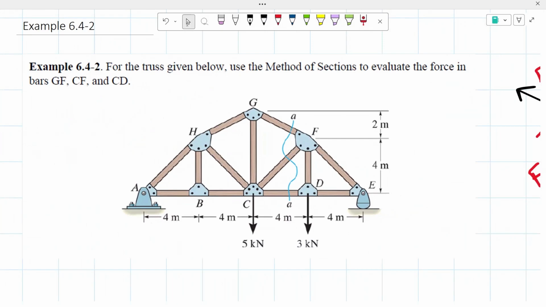Hello everyone, today we're going to be working on example 6.4-2, and this example is saying that for the truss given below, use the method of sections to evaluate the force in bars GF, CF, and CD. So when doing a problem like this, the first thing that you want to do is determine where that cut is going to go through that truss, and usually you want that cut to be going through all of those bars that you have to determine or identify their force.